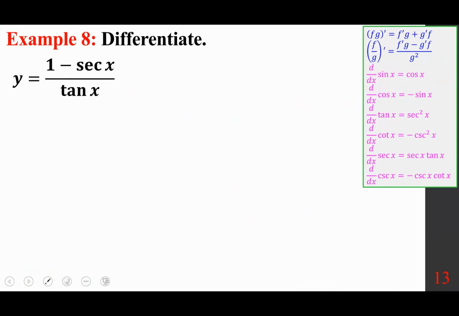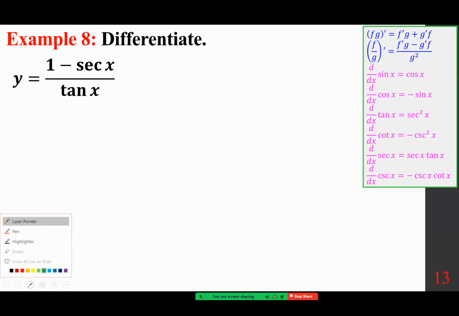We're going to move on with differentiation of y equals 1 minus secant x over tan x. And again, the top function, 1 minus secant x, I'm going to call the f function. The bottom function, tan x, is the g function. And we are going to use the quotient rule. F over g prime is f prime g minus g prime f over g squared.